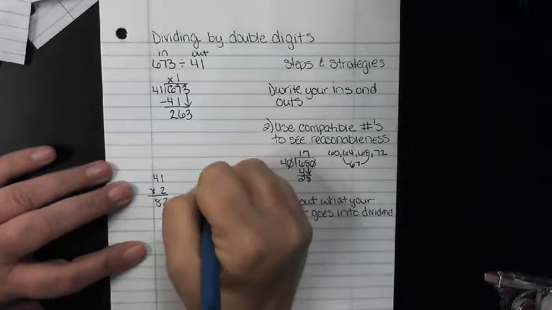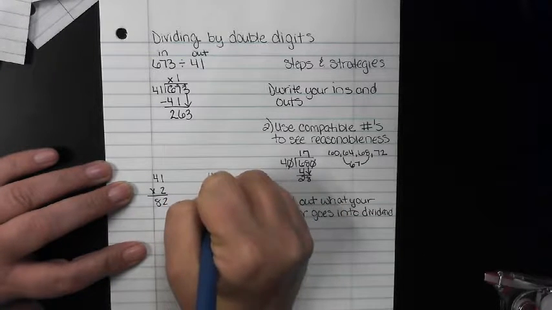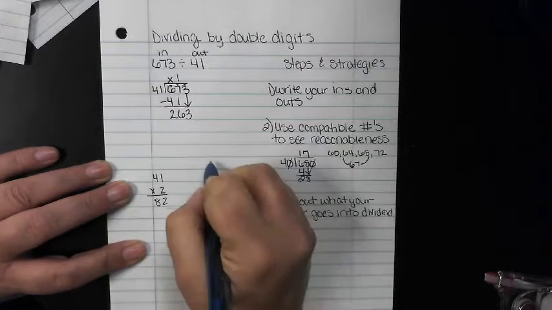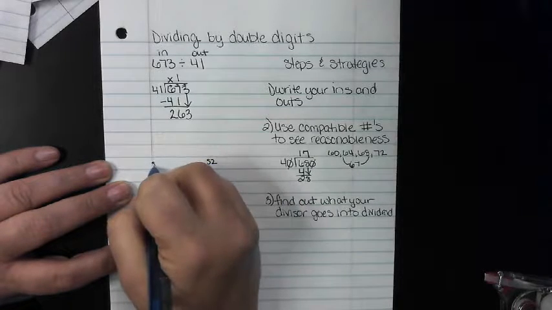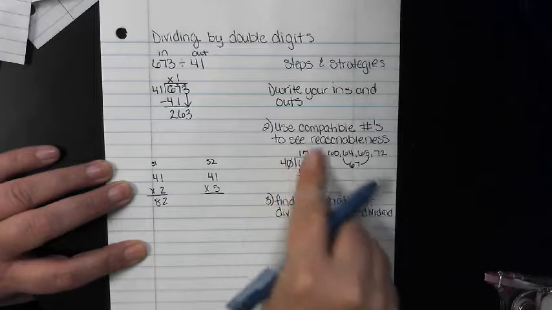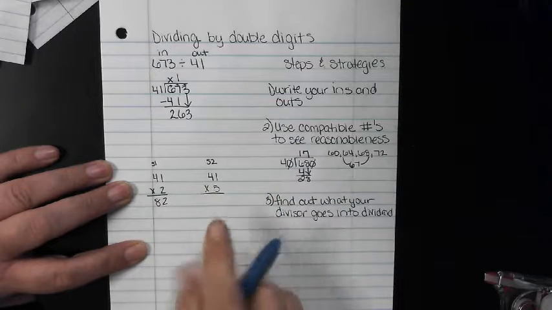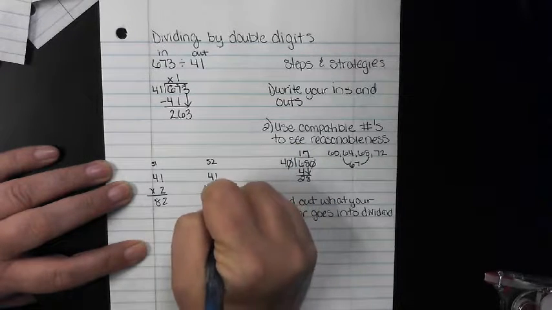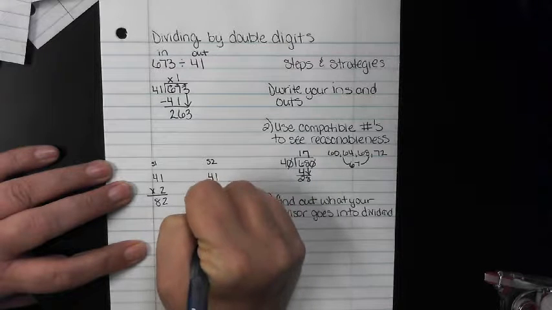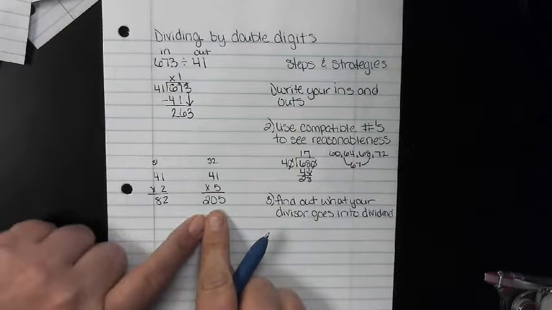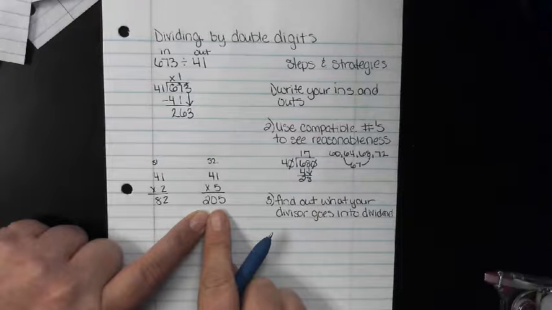Strategy 2 is taking the middle number, 5. And I'm going to put S2 up here so you know. So S1 is kind of taking your compatible numbers. S2 is finding a middle ground. So 5 times 1 is 5. 4 times 5 is 20. So 41 times 5 is 205.